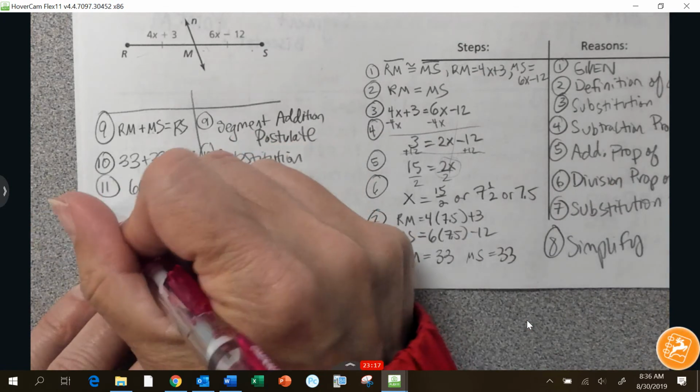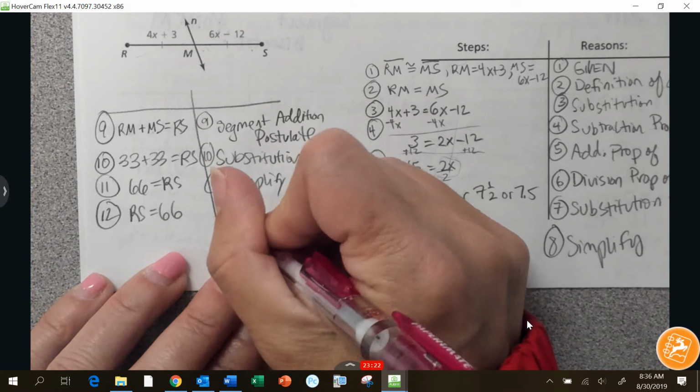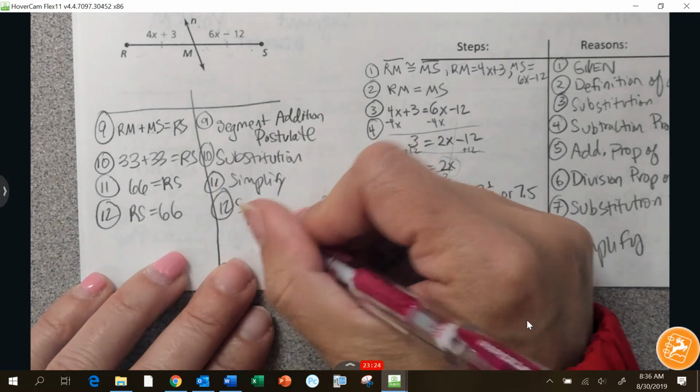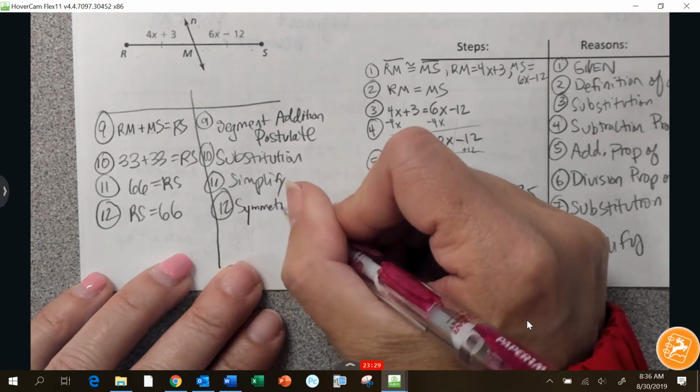No, what do I need to do? Yeah. What is it called? Symmetric property of equality, or symmetric. We'll just call it symmetric property.